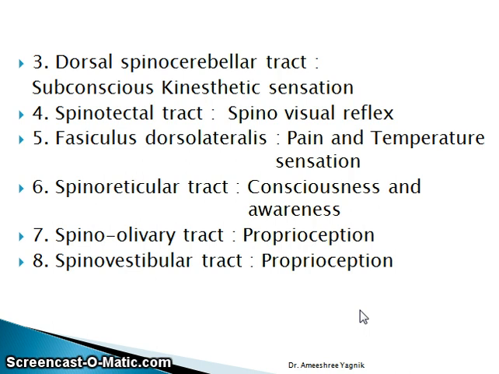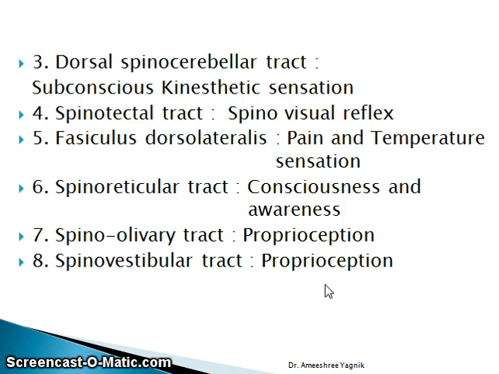Proprioception, what is it? Perception or awareness of the position or the movement of the body, knowing whether the feet are on soft grass or hard cement without looking, that is known as proprioception. Even being able to touch your finger to your nose with your eyes closed, that is proprioception. Now spino-vestibular tract, the main function is proprioception.